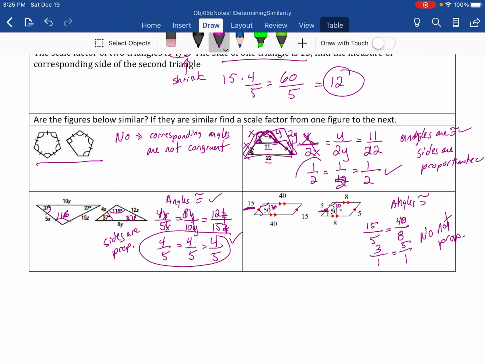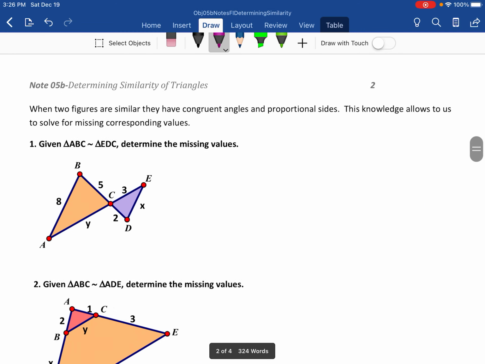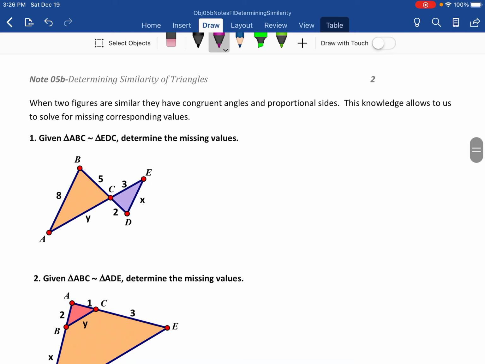The last thing, so right here is a scale factor, is 1/2, and this right here is also a scale factor, is 4/5. So it could be 4/5 or 5/4, just depending on if you're going from smaller to larger or larger to smaller. For this one up here, the scale factor is 1/2 or 2 over 1 or 2. Okay, so we can use the fact that if two figures are similar, they have proportionate sides.